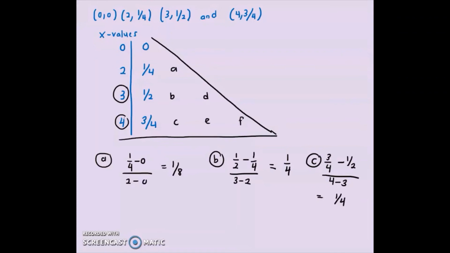So now I can put all these values here. Just erase this A, B, C and put the values 1 over 8, 1 over 4, and 1 over 4. Okay, so continuing to find D, now I have 1 over 4 minus 1 over 8 divided by, now I'll have to skip one entry here, so it'll be 3 minus 0.